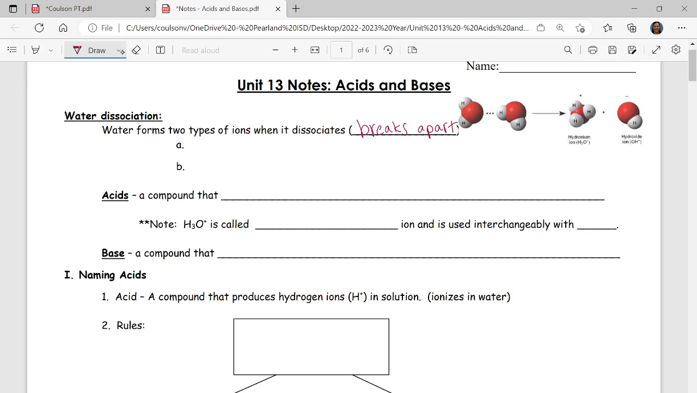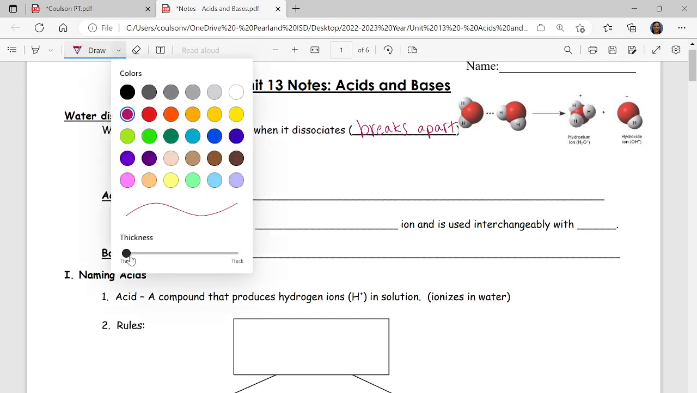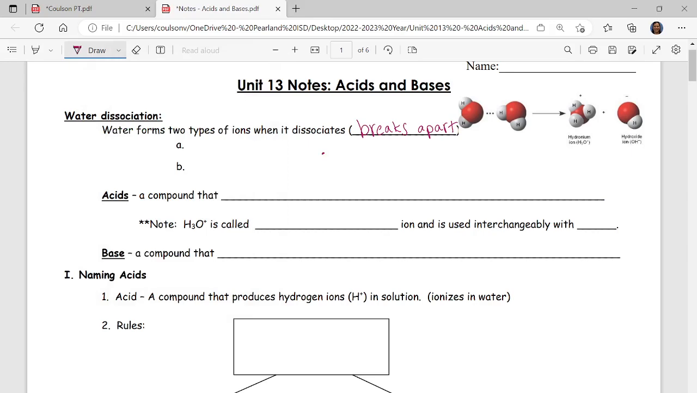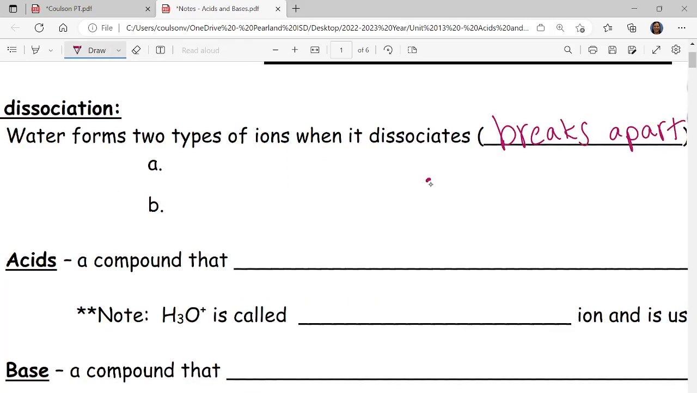So this is going to be a little bit different than what we have practiced previously as far as what it breaks apart into. So the first one, can you name one ion that it breaks apart into? Hydrogen. And? Oxygen.